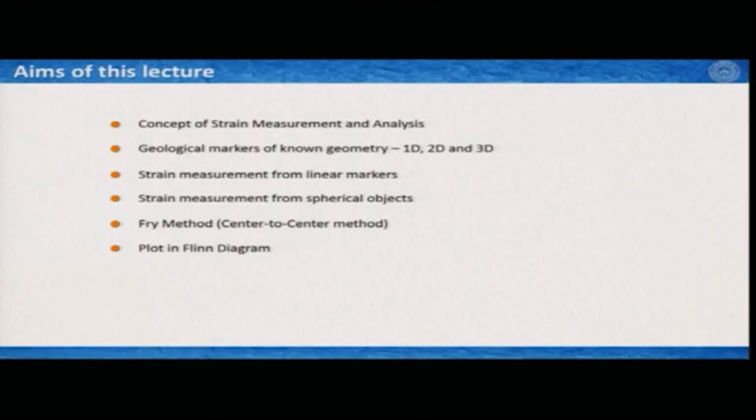And then we will have some examples of strain measurements from linear markers, spherical objects, and then we will go to measurements of strain in 3 dimensions. So we will employ a method called the Fry method or center to center method, and then we will see how, using other techniques, we can also plot in Flinn diagrams and use the Flinn diagram to analyze the strain of deformed rocks.